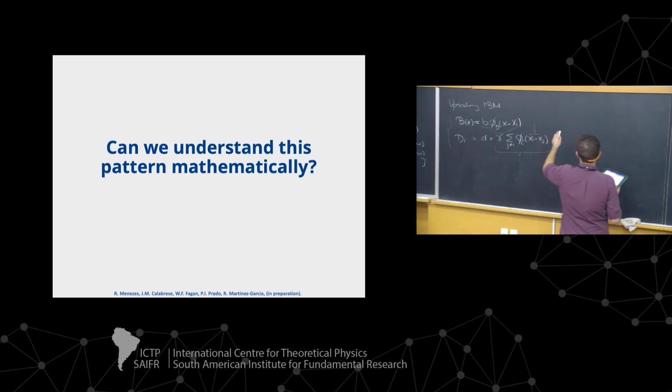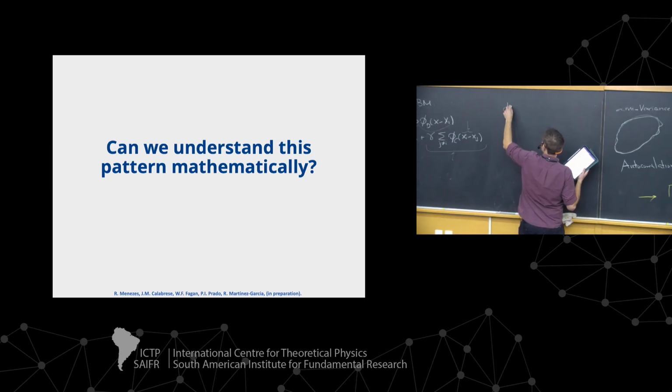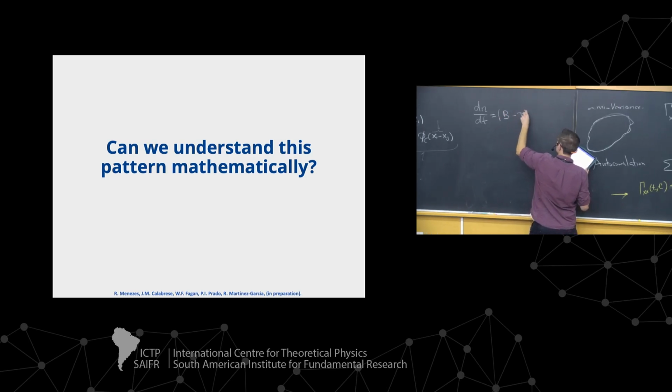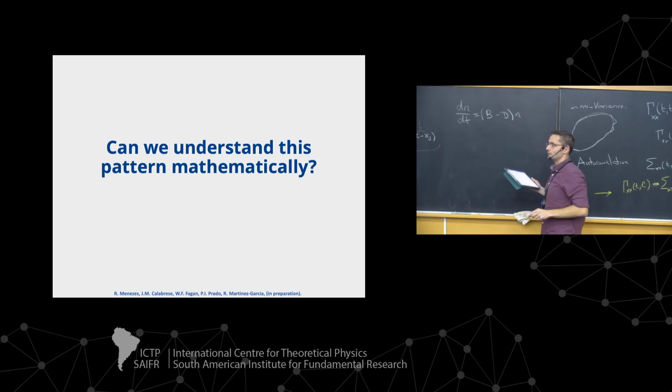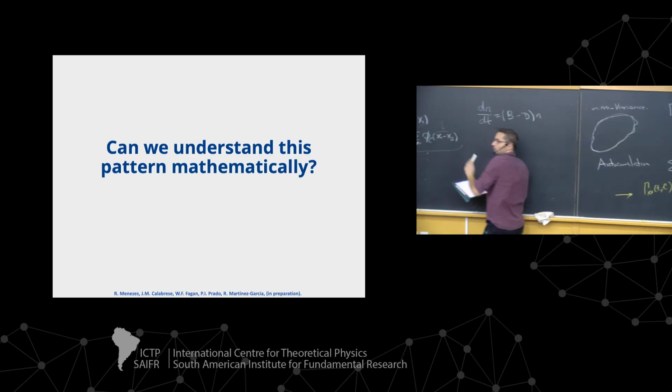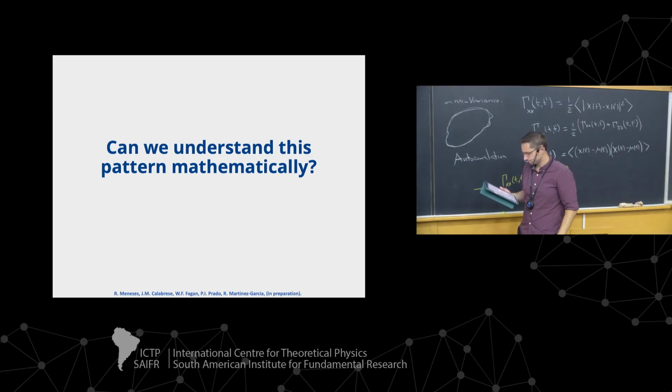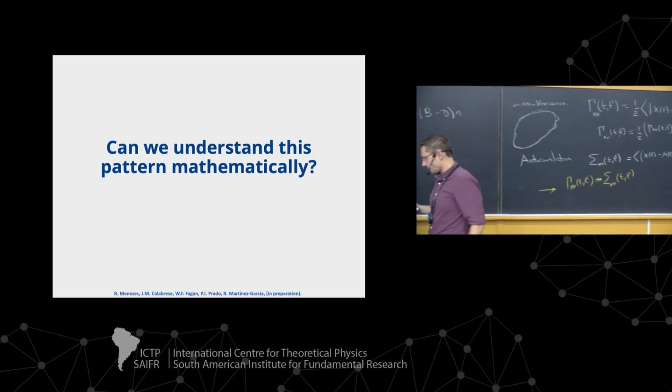But if I am going to write a balance equation for the density of organisms in my population, this would simply be B minus D times N, right? Where D is a nonlinear function because it depends on the sum over all the individuals.